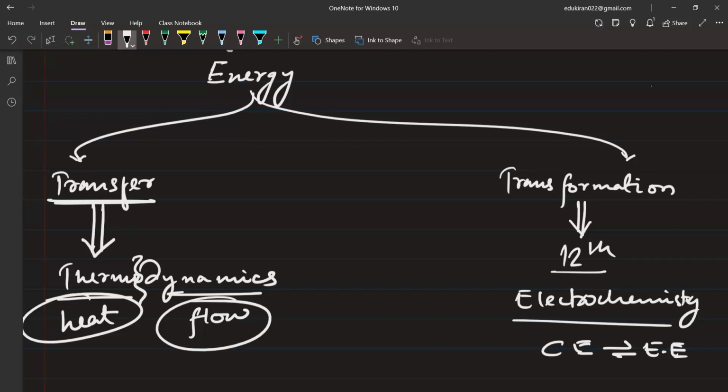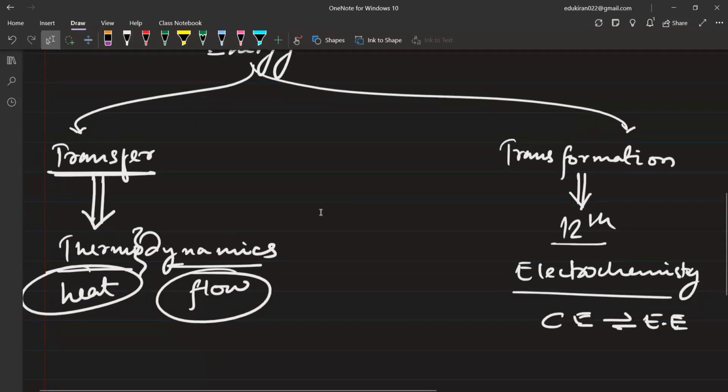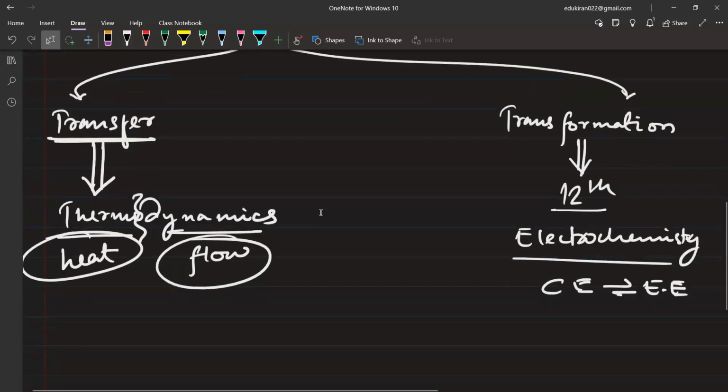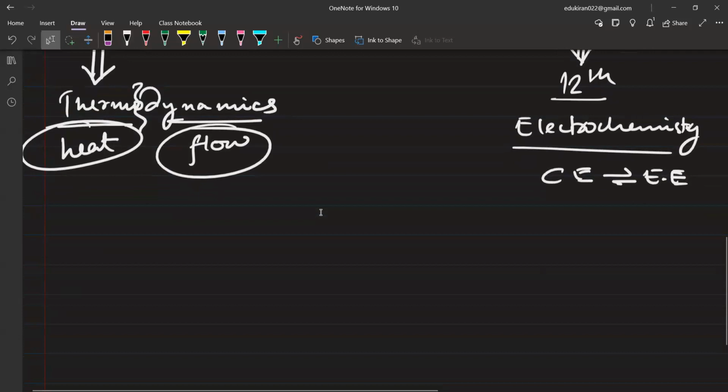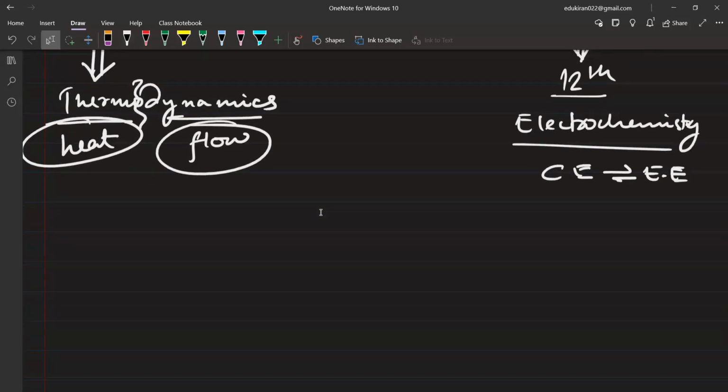You are also learning thermodynamics in physics. Did you start thermodynamics in physics? I don't think so. Not right now. I think that will be done after the first term.